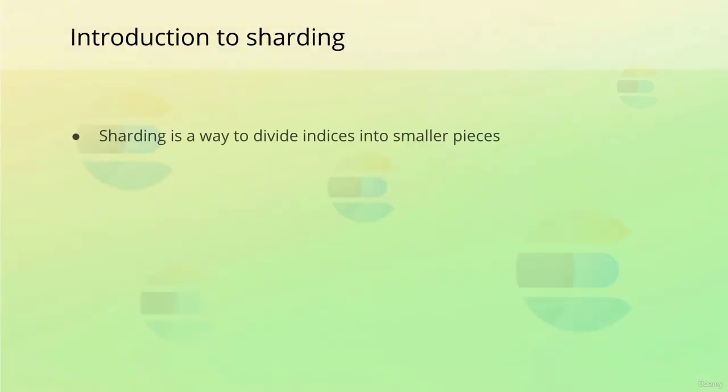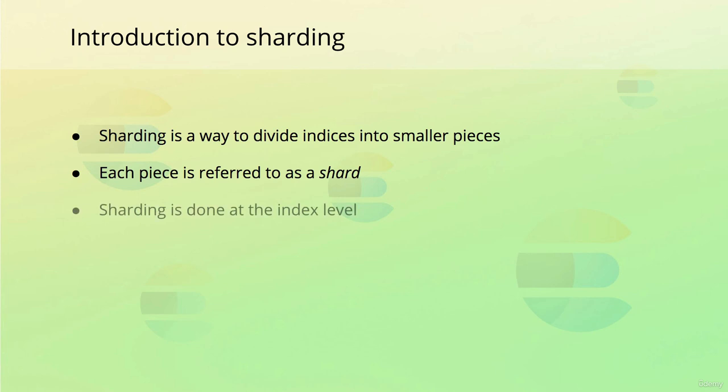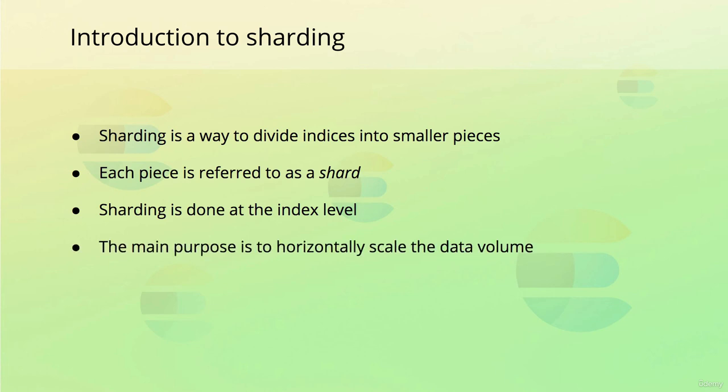Sharding is a way to divide an index into separate pieces, where each piece is called a shard. Notice how sharding is done at the index level and not at the cluster or node level. That's because one index might contain 1 billion documents, while another may only contain a few hundred. As you might imagine, this affects how the indices are configured. The main reason for dividing an index into multiple shards is to be able to horizontally scale the data volume.